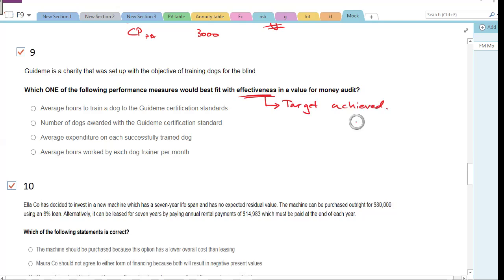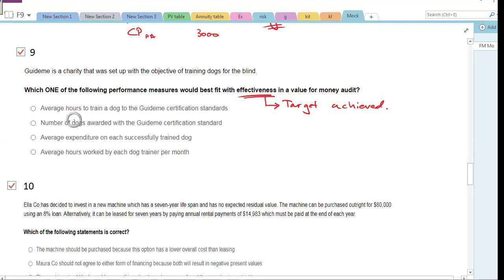Right? So you have achieved what you wanted to do. Let's say, for example, if you are in a college, when the student passes, we can say that the college is effective. What does that mean? It means that the target that we were supposed to acquire, we have achieved the target.